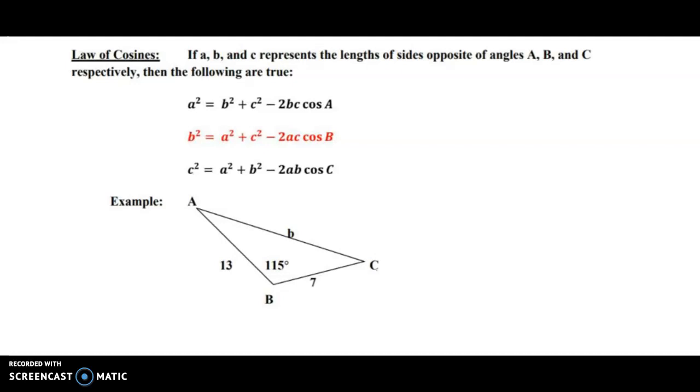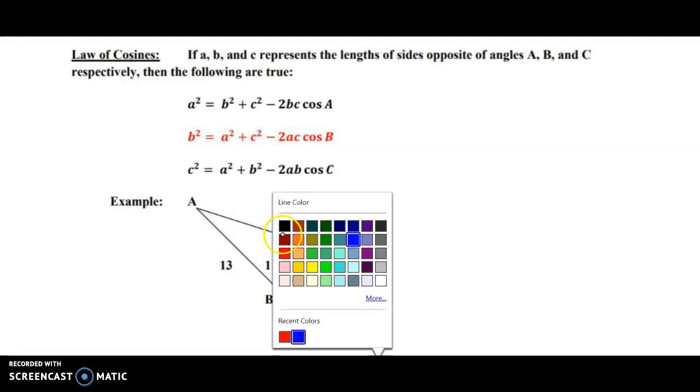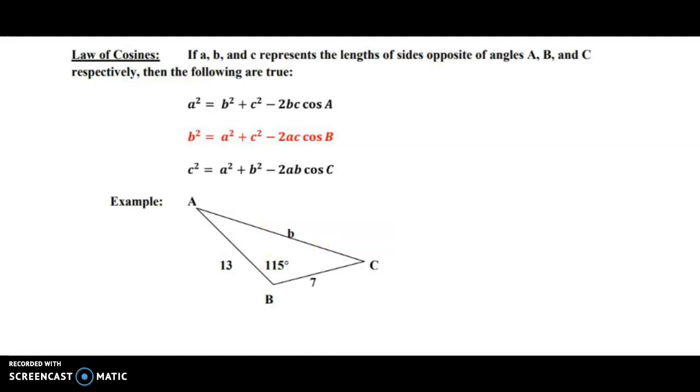So your law of cosines, if you look at that, there's my dog and my kid being crazy. Sorry about that.